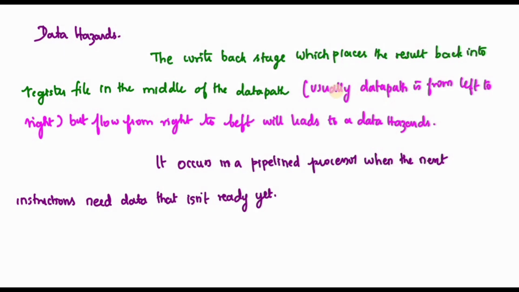So next topic is data hazards. Usually we see the data path flows from left to right, but in the write back stage, it will paste its result back into the register file, which is in the middle of the data path. So the path now flows from right to left. This will lead to data hazards. In other words, it occurs in the pipeline process when the next instruction needs data, but it is not ready yet.